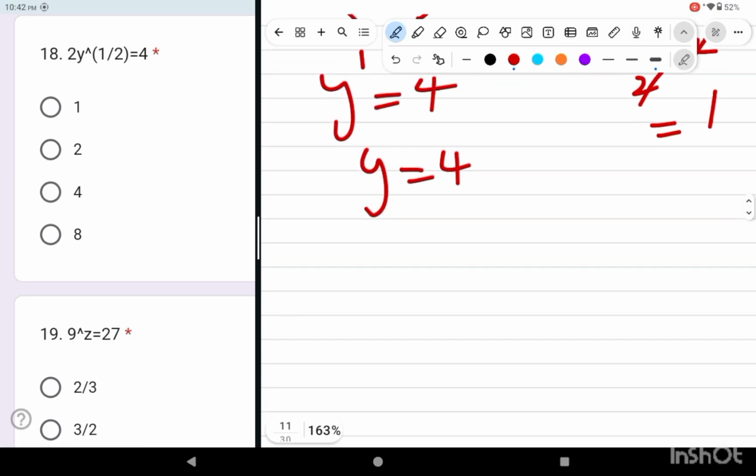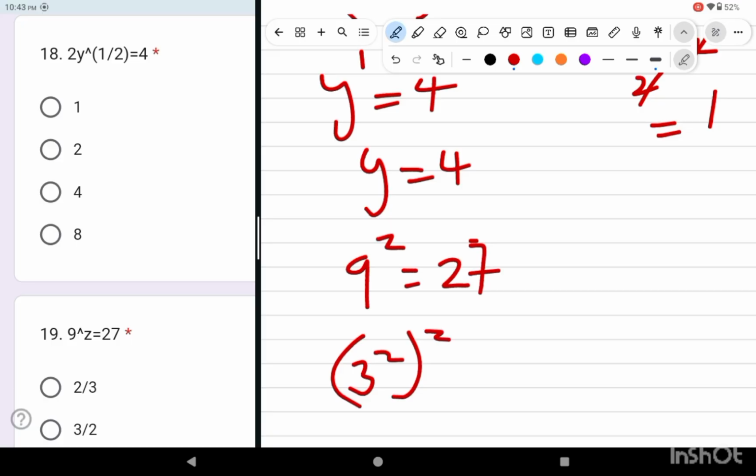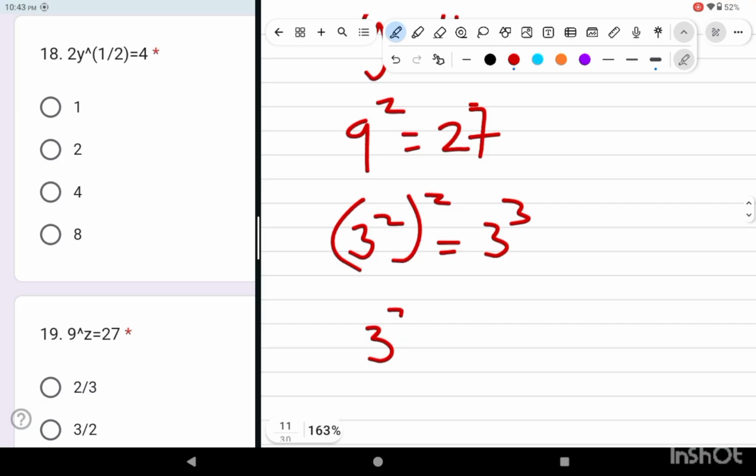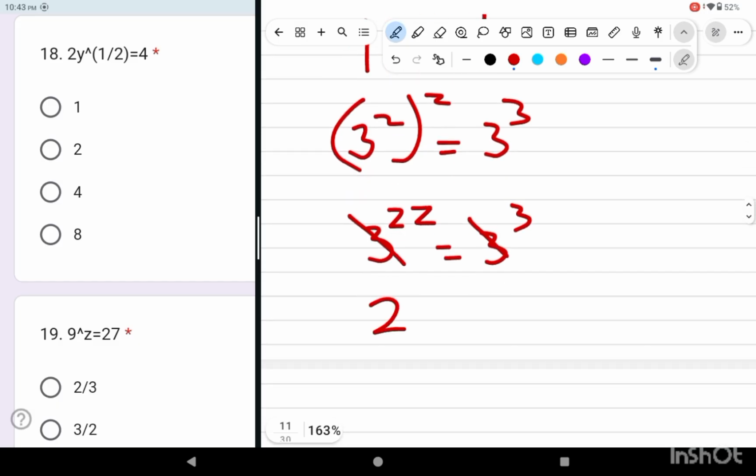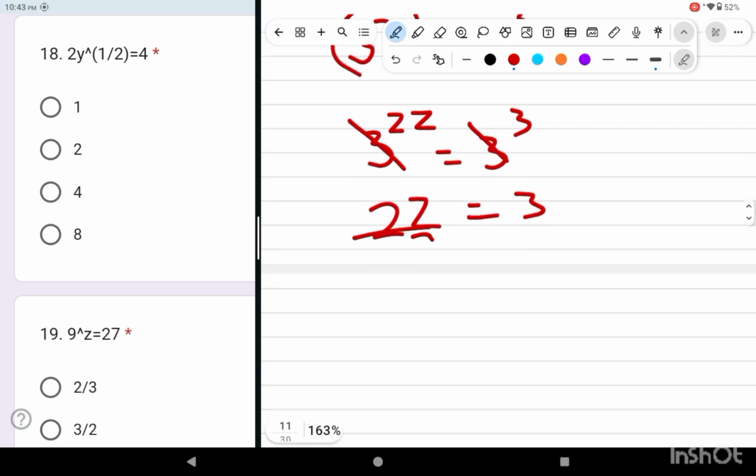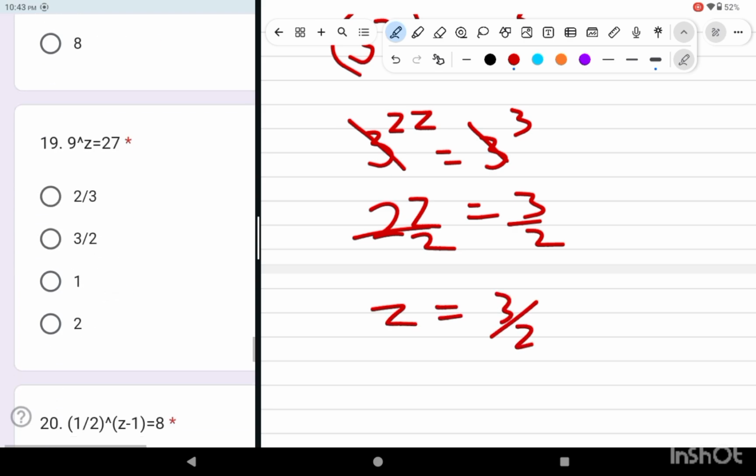Question 19. 9 raised to power z is equal to 27. Convert both 9 and 27 into their powers of 3. 9 is equal to 3 raised to power 2 all raised to power z, and 27 equals 3 raised to power 3. Left hand side becomes 3 raised to power 2z and the other side becomes 3 raised to power 3. Cancel out the base as they are equal. We have 2z equals 3. Divide both sides by 2. Z equals 3 over 2.